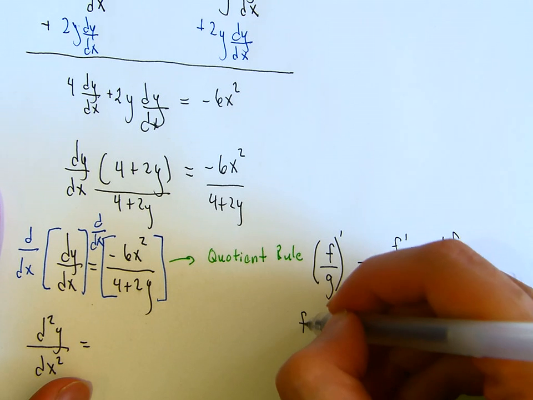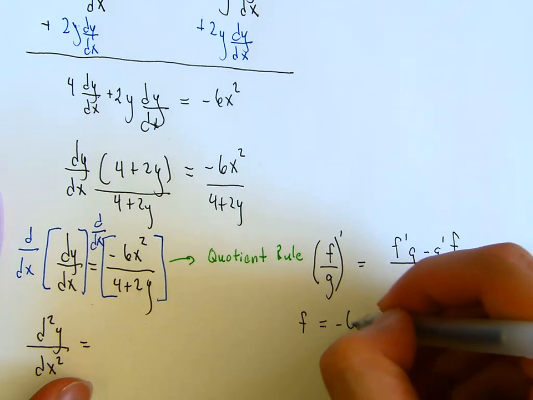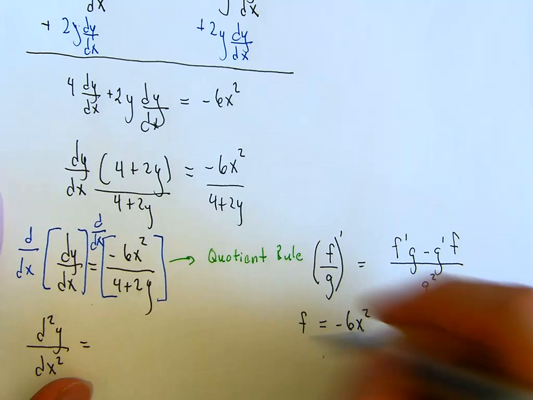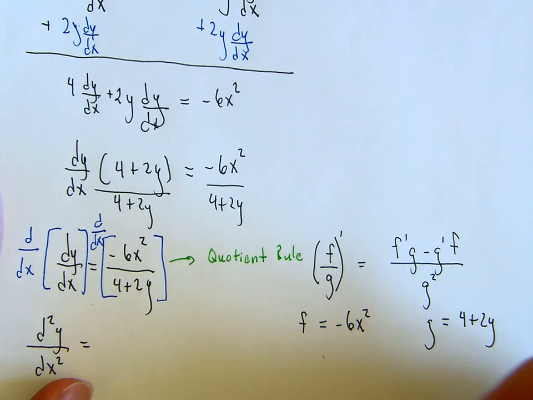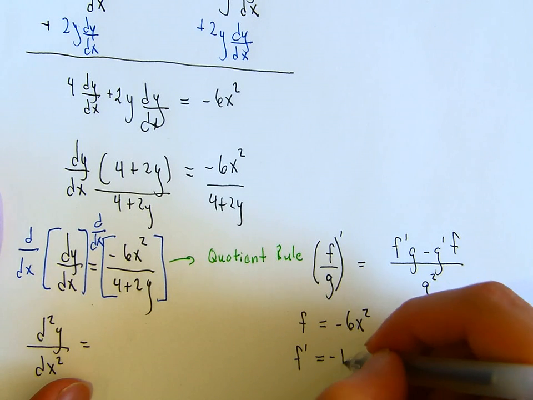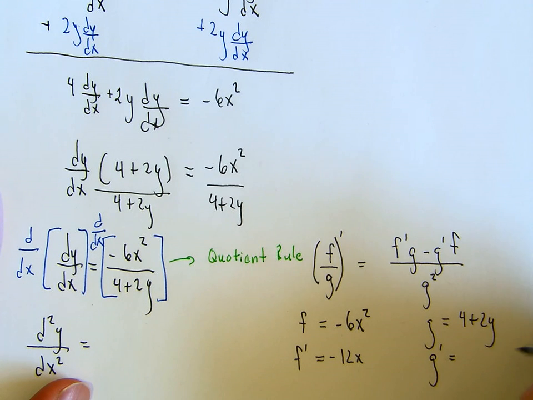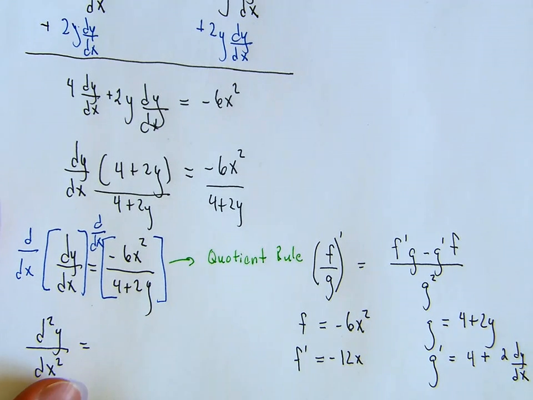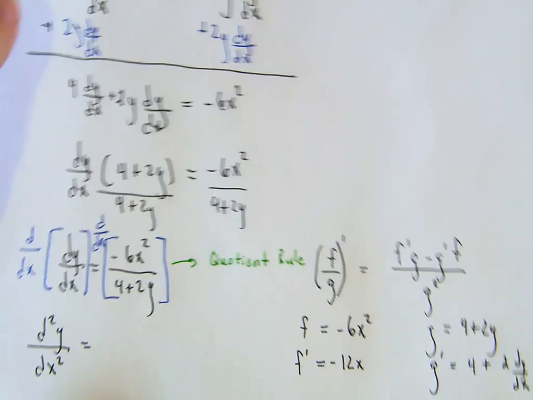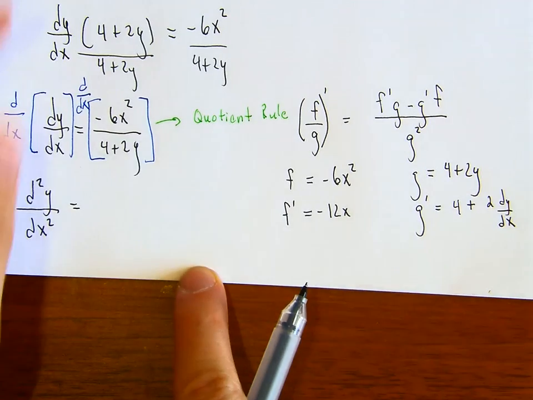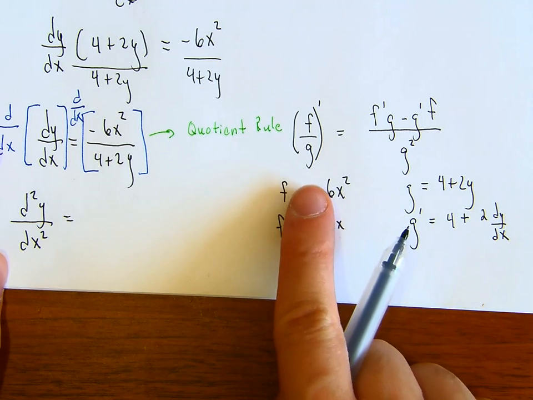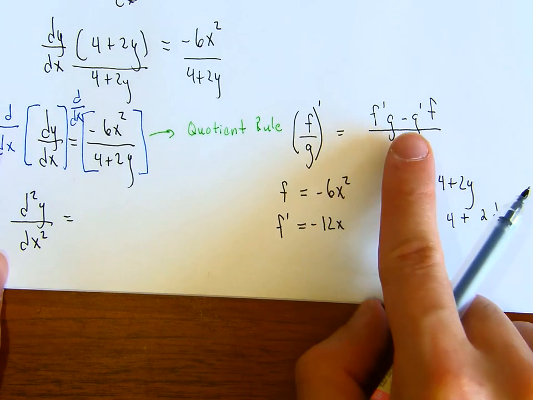Okay, so now here, what is your f and what is your g? Here, your f is negative 6x squared. And what is your g? Your g is 4 plus 2y. What is your f prime? Your f prime is negative 12x. And what is your g prime? It is 4 plus 2 dy dx. Okay. And now here, what do we do once we get to this point? We have to actually plug in f prime and g prime into here.